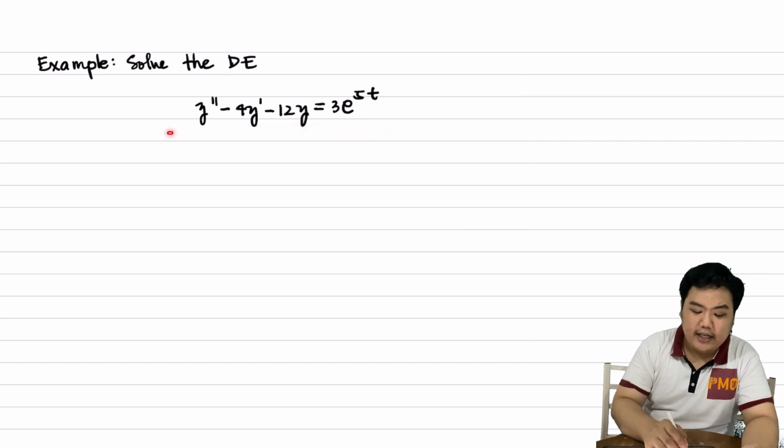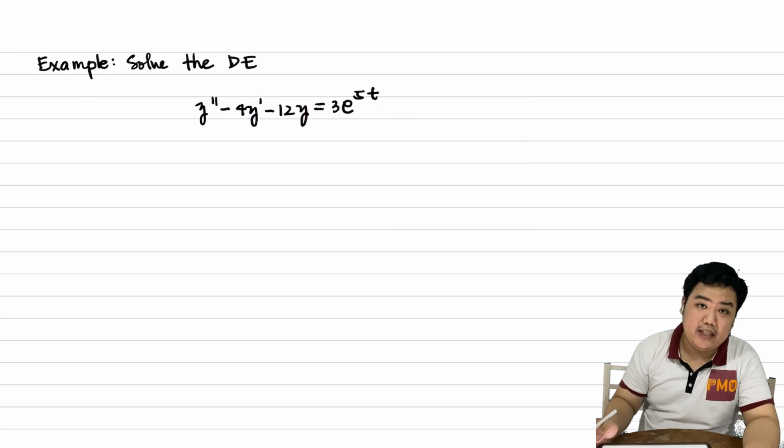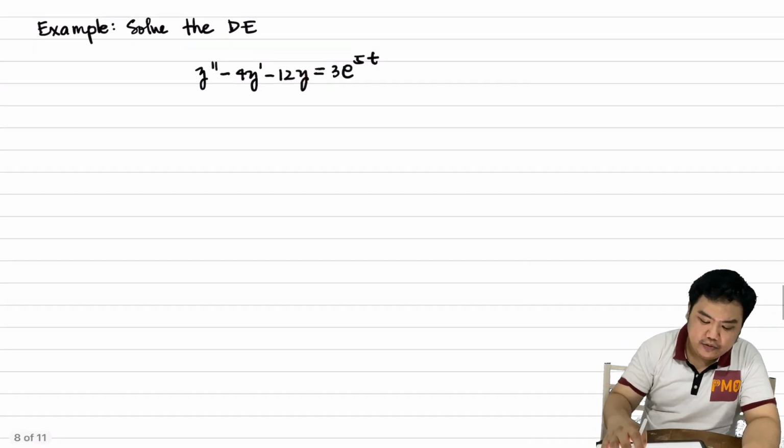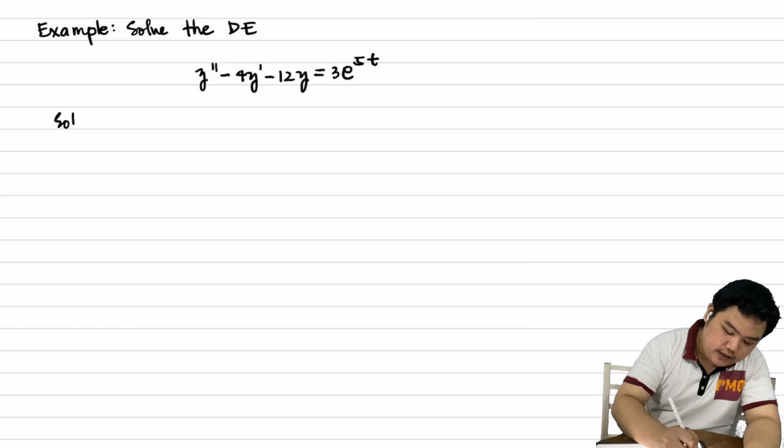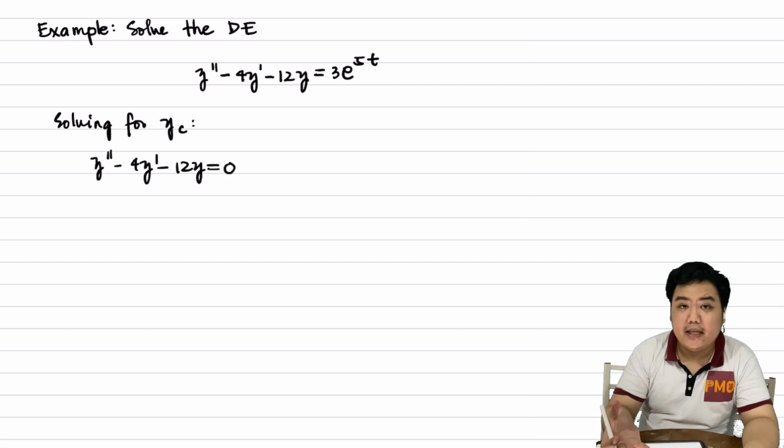Okay. So second order, constant coefficient, linear, non-homogeneous. Okay, so yung step 1 is to solve for y sub c or the complementary solution. Solving for y sub c. So, ano yun? Y prime prime minus 4y prime minus 12y. Isi-zero mo muna yung kabilang side.